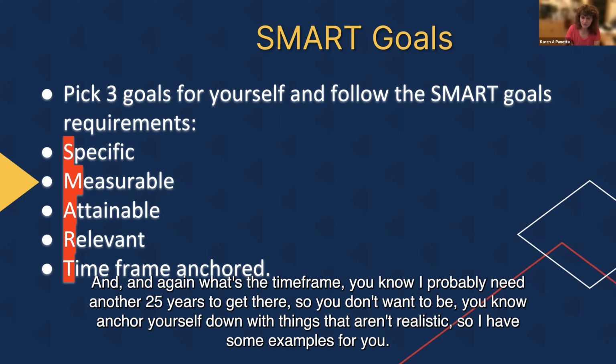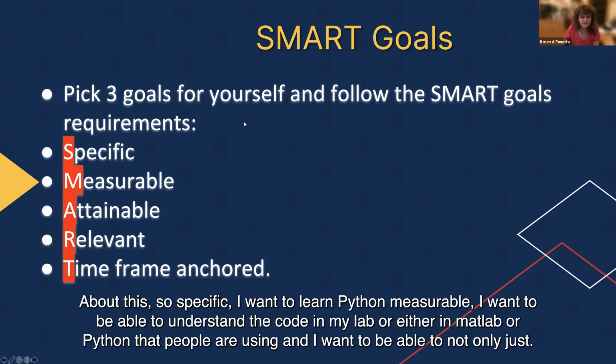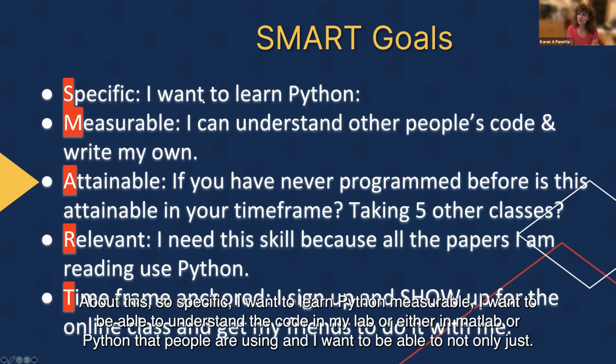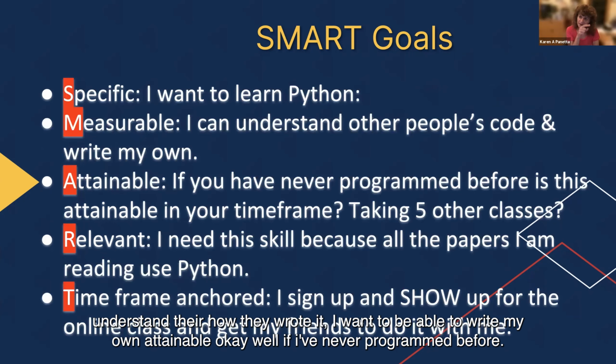So I have some examples for you about this. Specific: I want to learn Python. Measurable: I want to be able to understand the code in my lab, either in MATLAB or Python, that people are using. And I want to be able to not only understand how they wrote it, I want to be able to write my own.